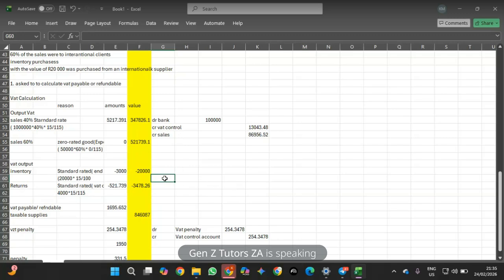So it's going to be debit sales, debit VAT control, and then credit bank, because now you're giving them their money back, unless maybe they ask for the item to be repaired. So that will be that situation, and then we are sorted.